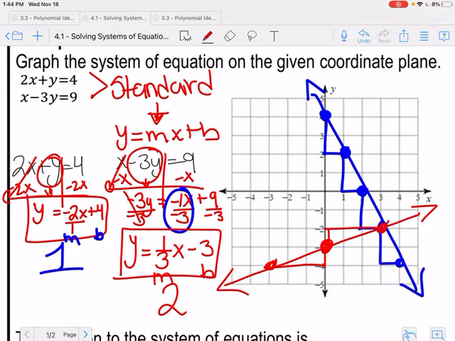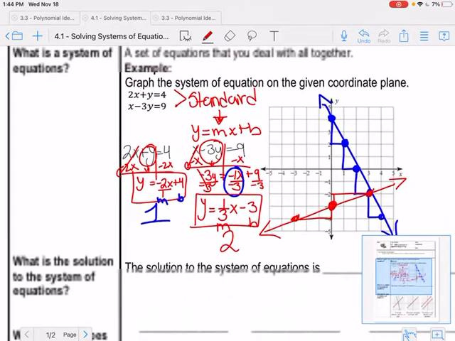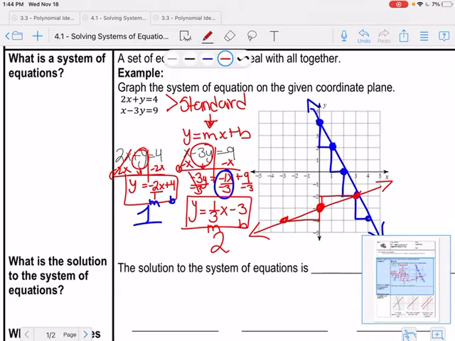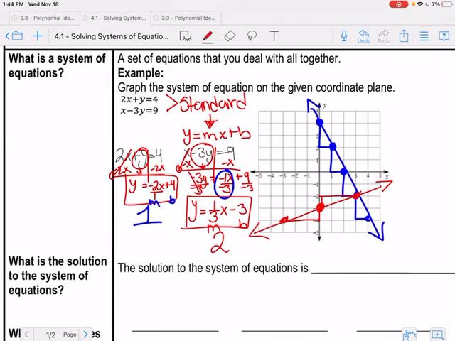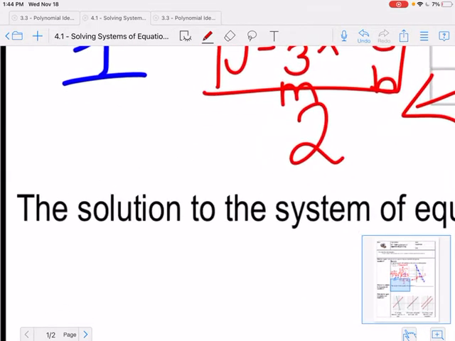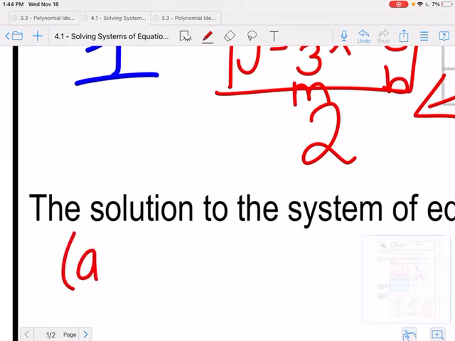Okay, so this is what we call a system of equations. Now, when it comes to a system of equations, we also got to have an answer. And we call that answer a solution, which brings us to the second question. What is the solution to the system of equations? So when I refer to the solution, I'm asking for the answer.